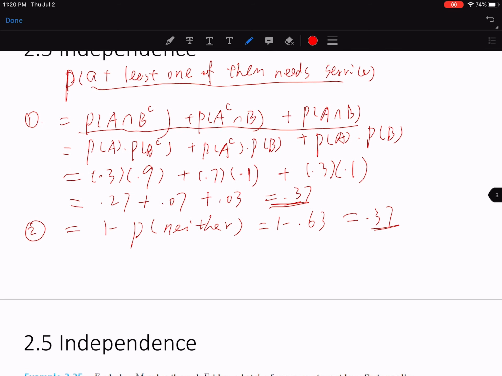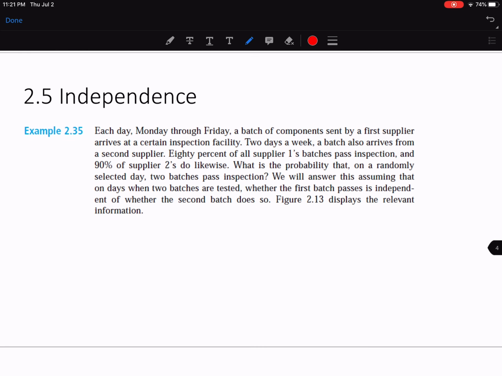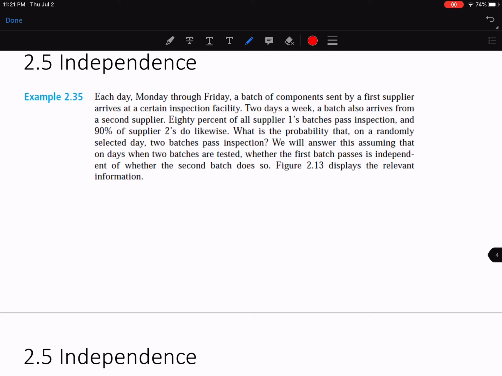You can do it either way, but I encourage you to think of the second way, because it is very important to learn how to think of the complement of the event. That's a very important skill for solving some probability problems. That's pretty much all about this question. Now, once this is clear, let's take a look at the second example.